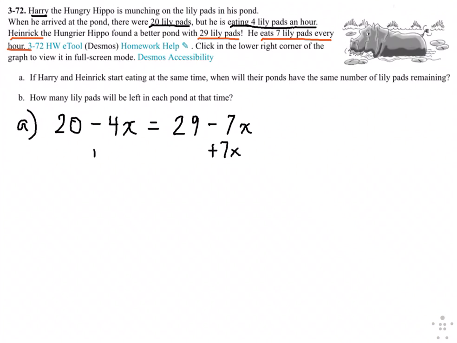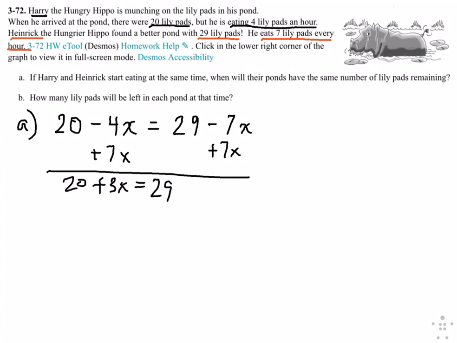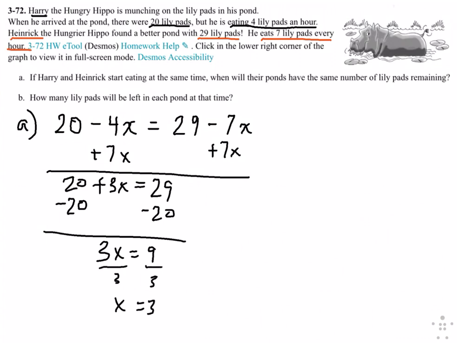So we solve this equation, right? We add 7x to both sides, and we get 20 plus 3x equals 29. We subtract 20 from both sides. We get 3x equals 9, divide by 3, and we get x equals 3. So the answer to A is in 3 hours, right? In 3 hours, both ponds will have the same amount.